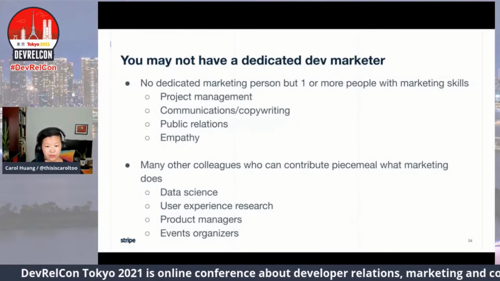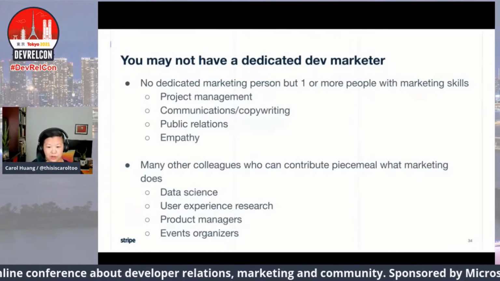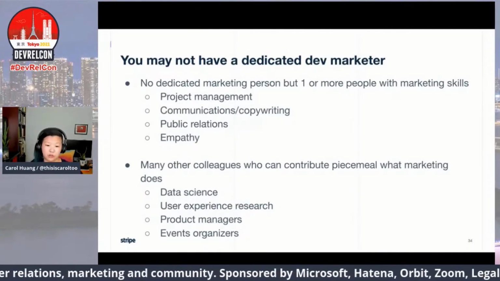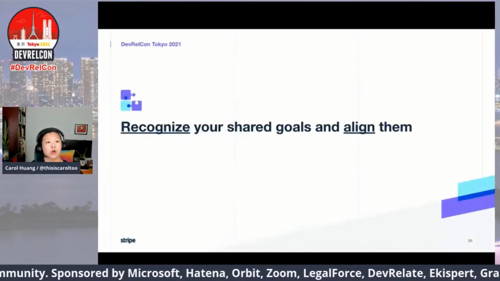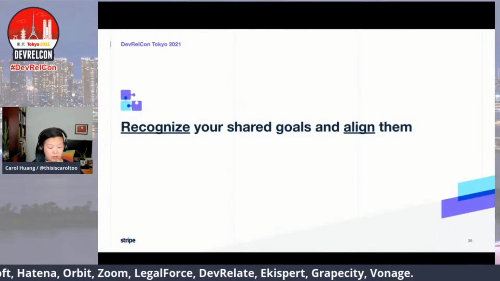For the sake of simplicity, and because I'm talking about my situation as a dev marketer, I'm going to talk about dev marketing as one person working within a DevRel team. But you can create a super strong relationship between DevRel and any other team as long as you recognize your shared goals and align them before you do anything.